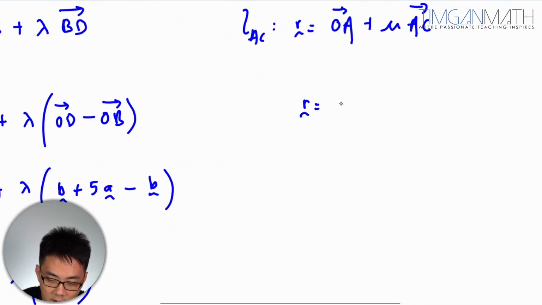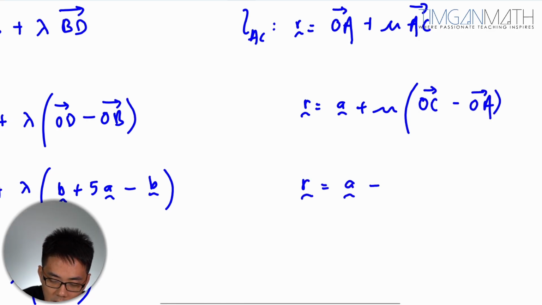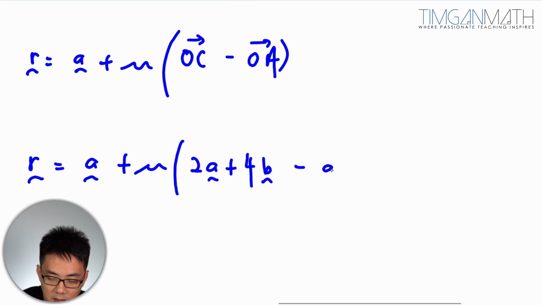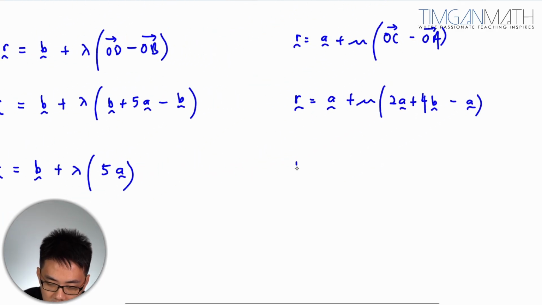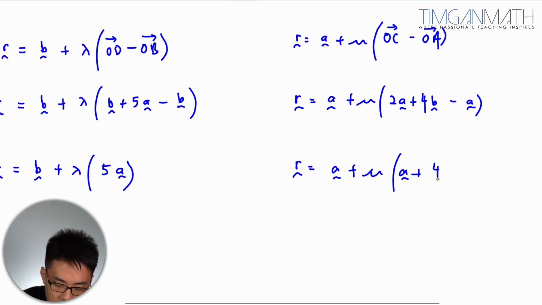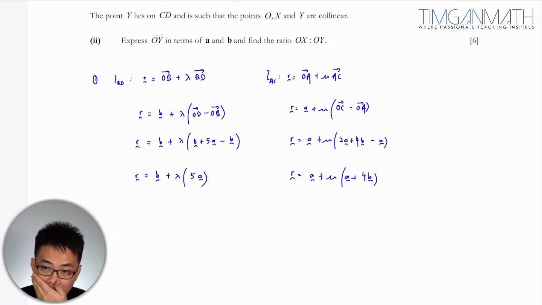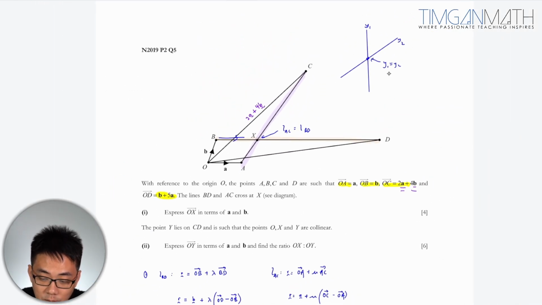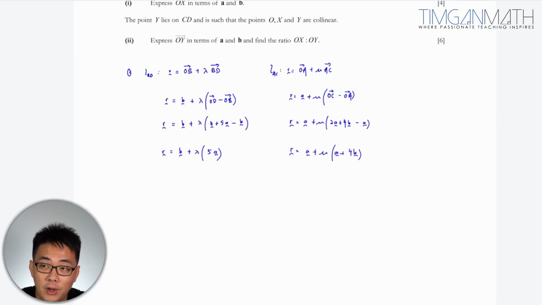For line AC, r equals A plus mu times OC minus OA. Then r equals A plus mu times OC, which is 2A plus 4B, minus A. So this is r equals A plus mu times A plus 4B. Great. Now we're going to equate them. Just like in secondary school, if you want to find the intersection point, just take y1 equals y2. In this case, it's the same thing, r1 equals r2.